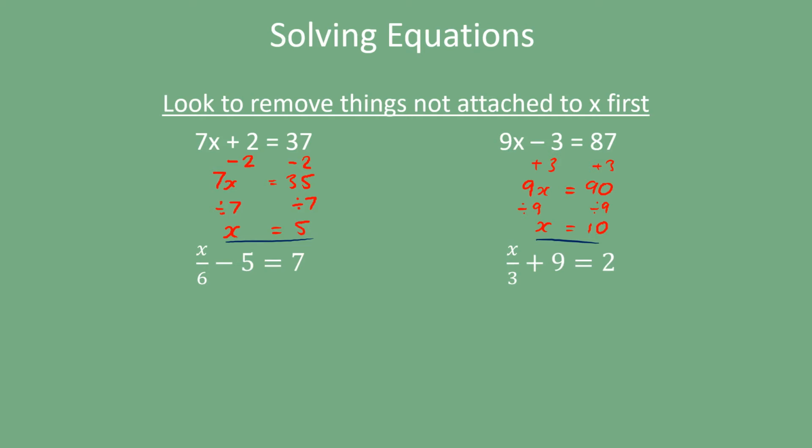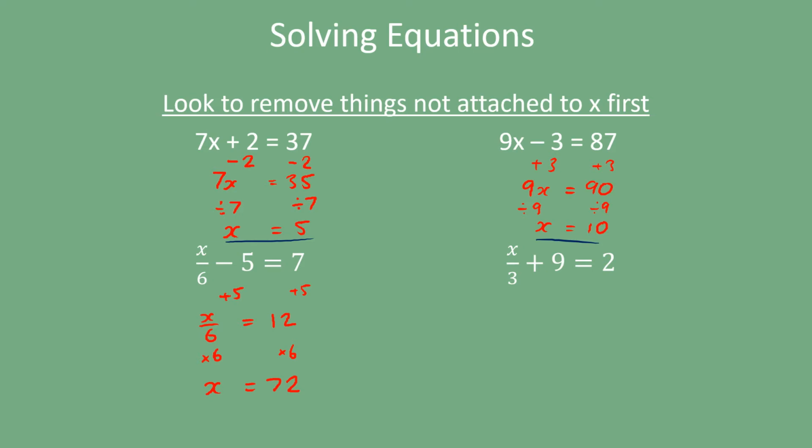And again, just using the division thing. So we're going to get rid of the minus 5 first because it's not attached to x. So we're going to do that by plussing 5 to both sides. x over 6 equals 12. And then how do we get rid of a divide by 6? We times by 6. Do that to both sides. We'll end up with x equals 72. Check it works. 72 divided by 6 is 12, minus 5 is 7.